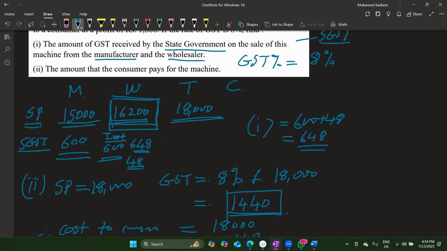Yes, Advait? Can we say that the GST received by the government is equal to the output tax received by the end seller? Absolutely correct. The tax received by the government is the tax paid by the last seller in the chain, whoever is the last seller. Absolutely correct.